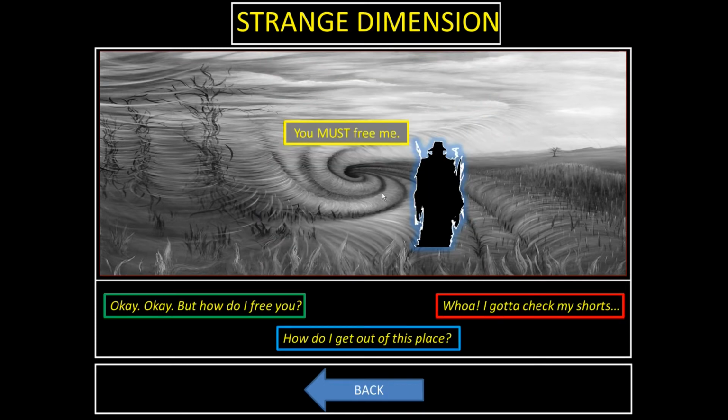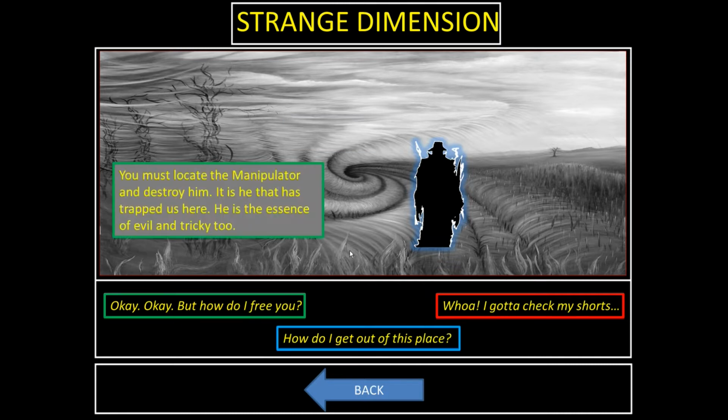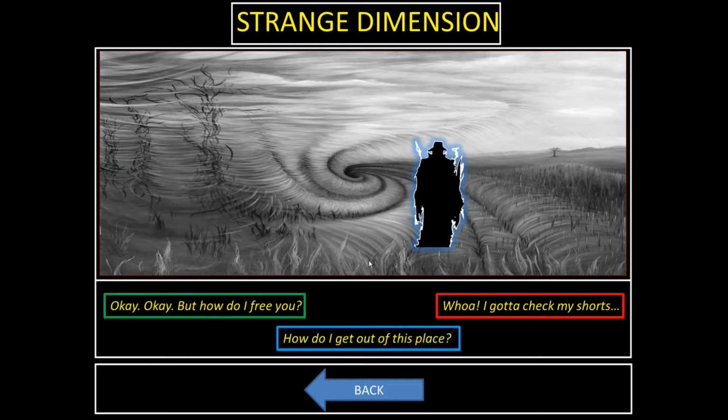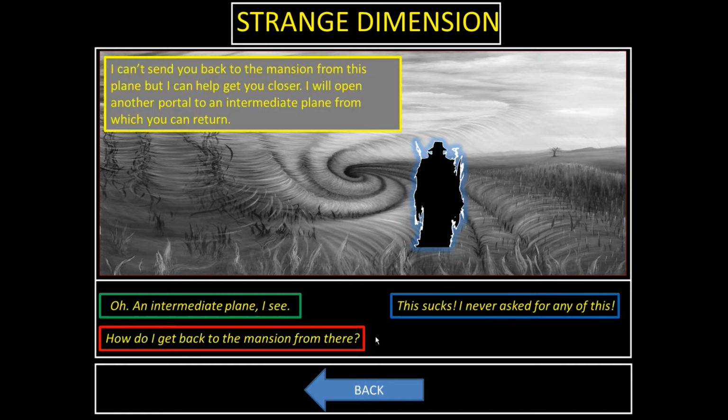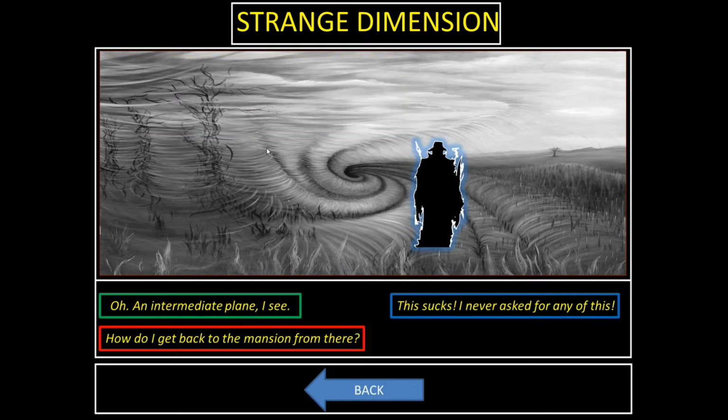You must free me. How do I get out of the place? Okay, but how do I free you? You must locate the manipulator and destroy him. It is he that has trapped us here. He is the essence of evil and tricky too. How do I get out of this place? I can't send you back to the mansion from this plane, but I can help you get closer. I'll open another portal to an intermediate plane from which you can return. Oh, the text stays there longer. That's good. An intermediate plane.